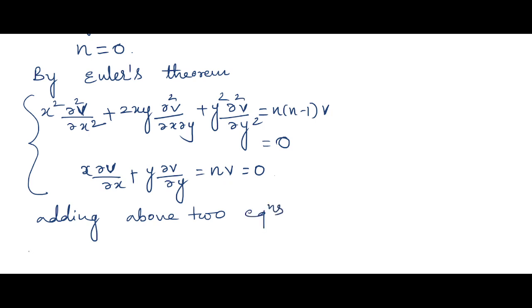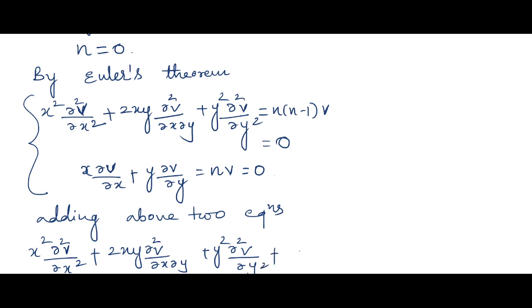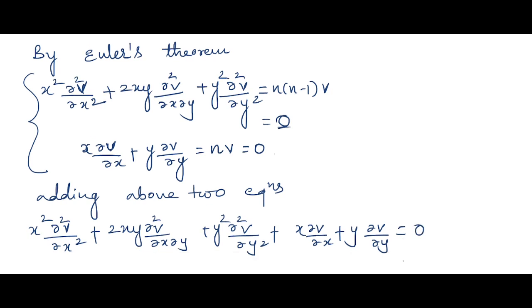we will get x² ∂²v/∂x² + 2xy ∂²v/∂x∂y + y² ∂²v/∂y² + x ∂v/∂x + y ∂v/∂y. This is the left hand side. Now when we add the right hand side, it is 0 plus 0 is equal to 0. So this we will give as equation 1.